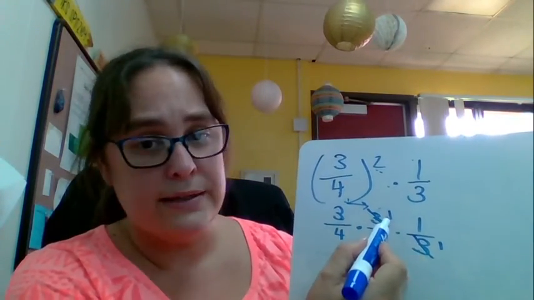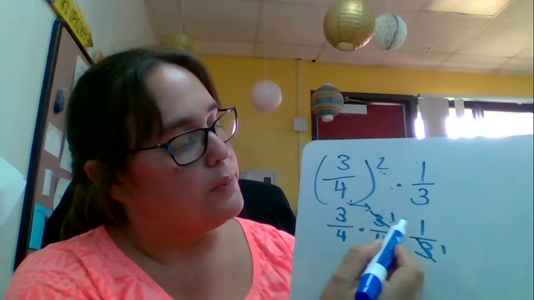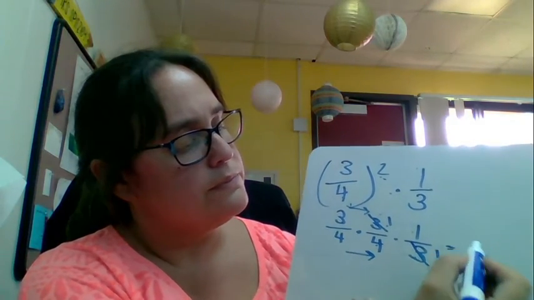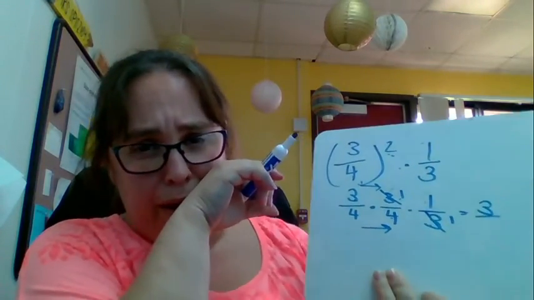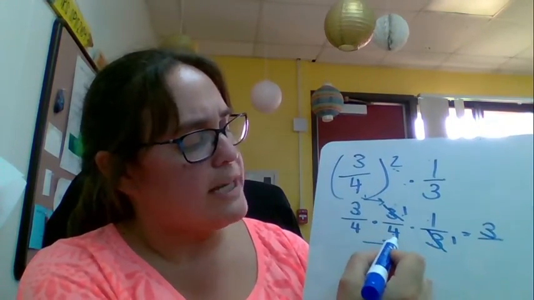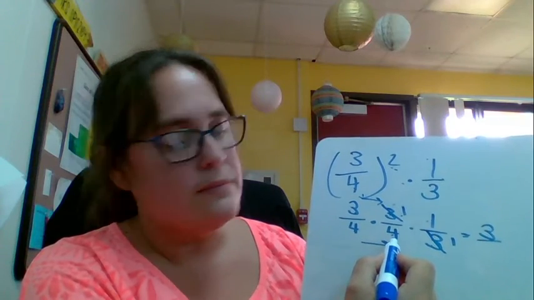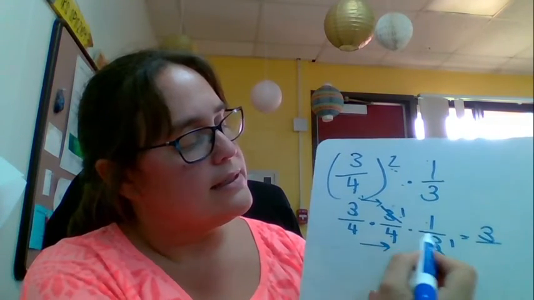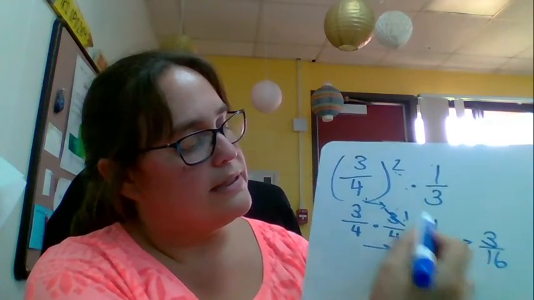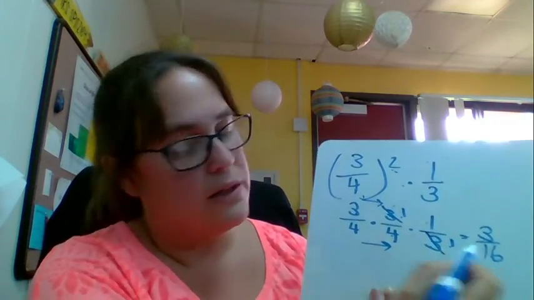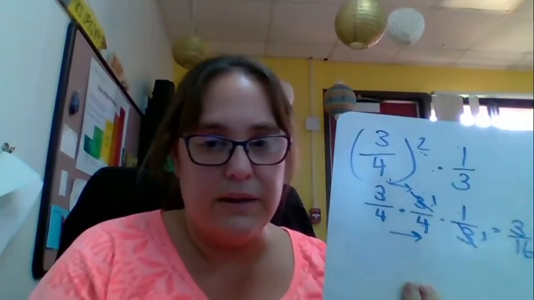3 times 1 is 3. 3 times 1 is 3. Excuse me. 4 times 4 is 16. And 16 times 1 is 16. And because I did all my reducing here, I know this answer is reduced and it's there as well.